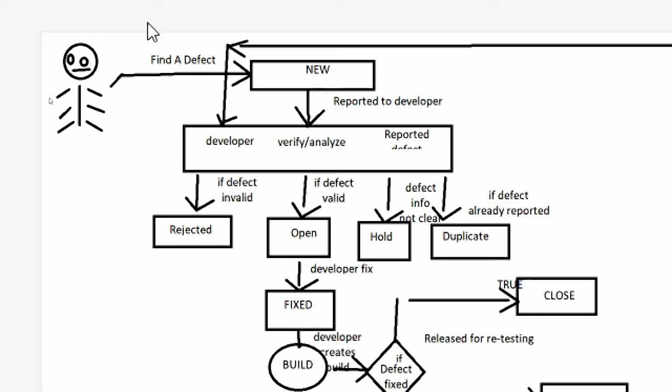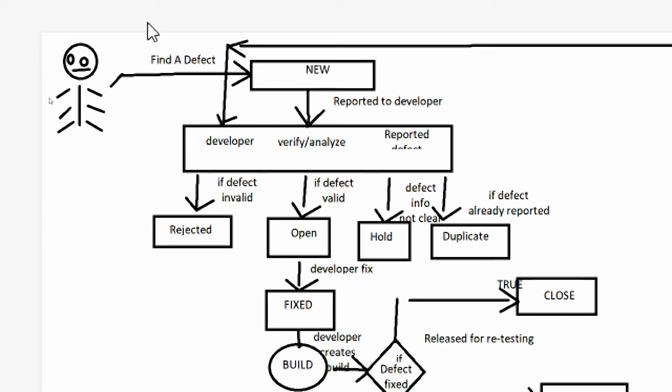So I think these two concepts are clear: what is a defect and what is a bug. If an interviewer asks you about the difference between defect and bug, you can explain it this way: a defect will be found in the development phase, whereas a bug will be found in the testing phase, okay?